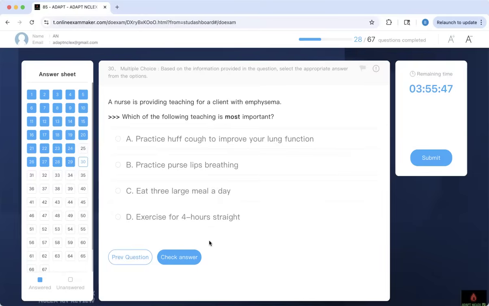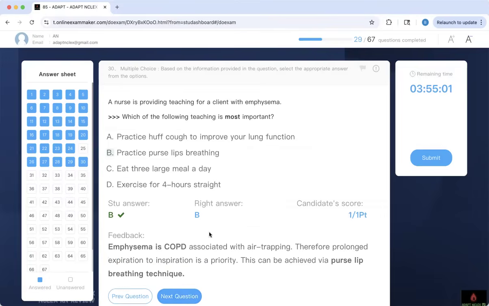Let's go. And let's provide teaching to a client with what? Emphysema. What is it? COPD. There's a concept. The most important practice, cough is not bronchitis. I said emphysema. Practicing pursed-lip breathing is good. It prevents air trapping. Eat a large meal a day? Small meals are better for a COPD patient. Exercise for 4 hours straight? You're going to get tired. Therefore, what do we do? First, sleeping.